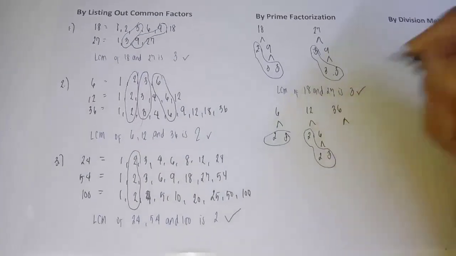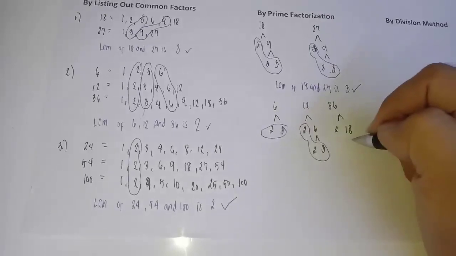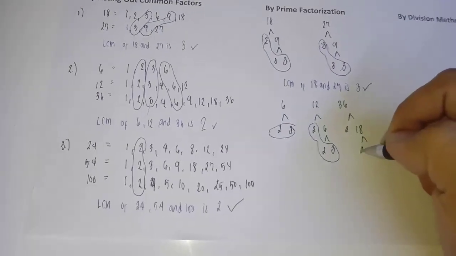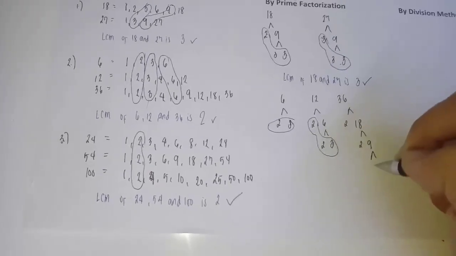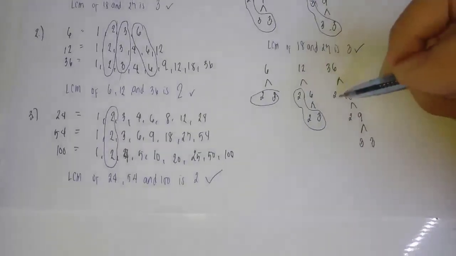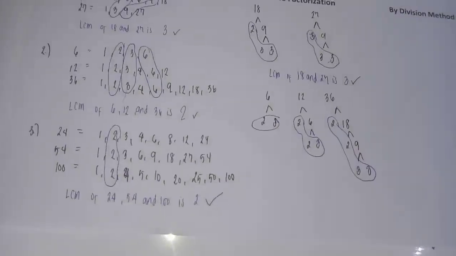Okay, in the case of 36 naman, we have 2 and 18. Okay, 18 can be factored further, that is 2 and 9. And 9 has factors of 3 and 3. So the prime factors of 36 are 2, 2, 3, and 3.